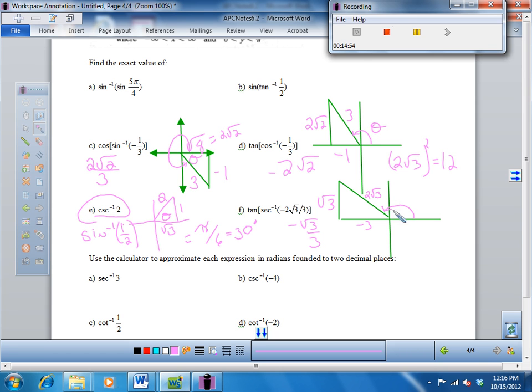How many degrees is that? Anyone know? When is tangent negative root of 3 over 3? In the second quadrant. You don't have to know the angle, but it has to be 150 degrees. I think. That's right. Yes, ma'am.